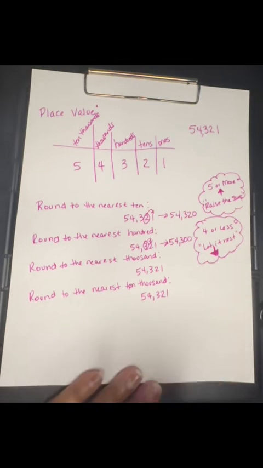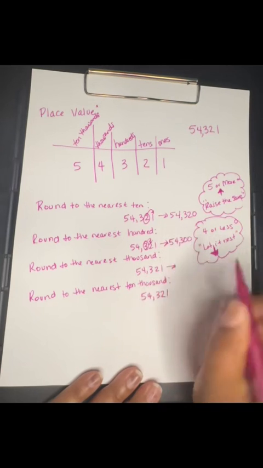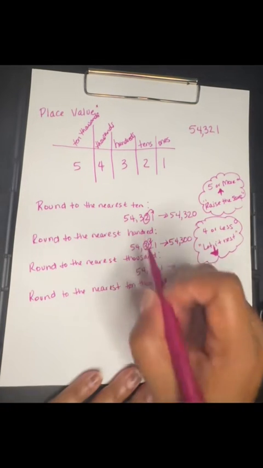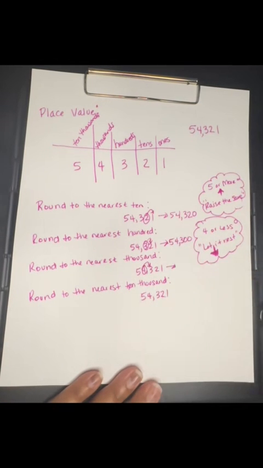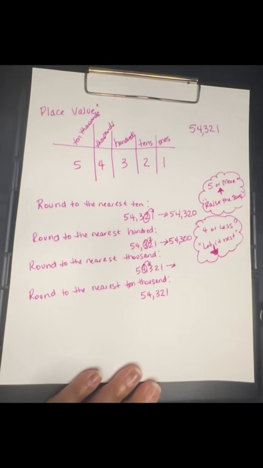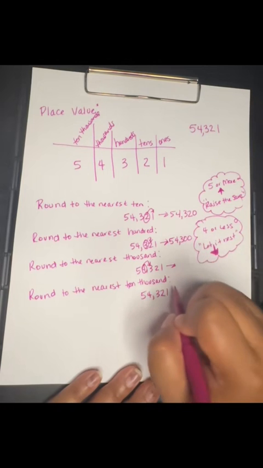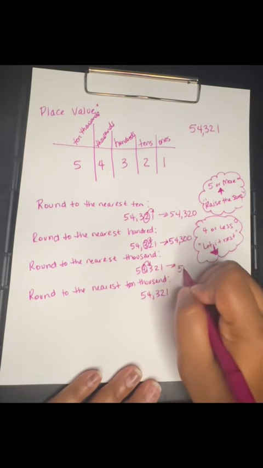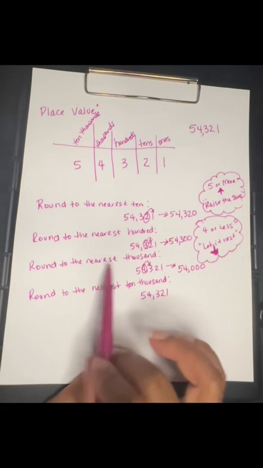Now I'm rounding to the nearest 1,000. In my thousands place, I have a 4. I'm circling my 4. I'm looking back in the hundreds place at the 3 to determine, am I going to raise the score or am I going to let it rest? Again, we are going to let it rest because it is 4 or less. So that means we will have 54,000 as its nearest 1,000.